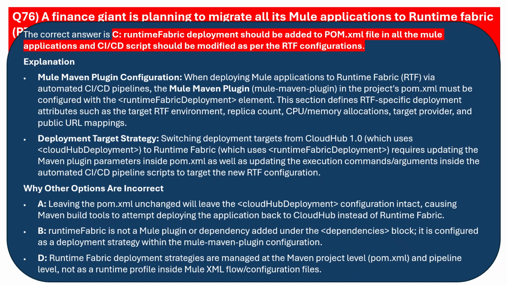A. Leaving the pom.xml unchanged will leave the CloudHub deployment configuration intact, causing Maven build tools to attempt deploying the application back to CloudHub instead of Runtime Fabric. B. Runtime Fabric is not a Mule plugin or dependency added under the dependencies block. It is configured as a deployment strategy within the Mule Maven plugin configuration. D. Runtime Fabric deployment strategies are managed at the Maven project level, pom.xml, and pipeline level, not as a runtime profile inside Mule XML flow/configuration files.